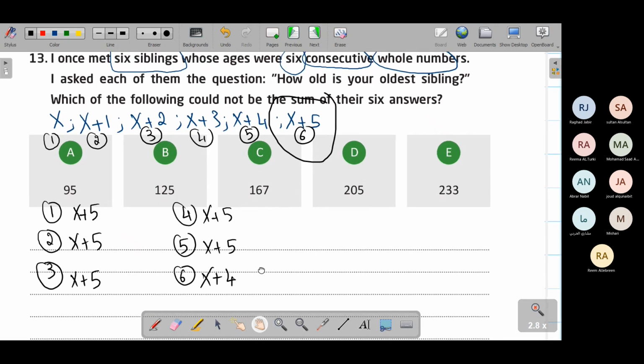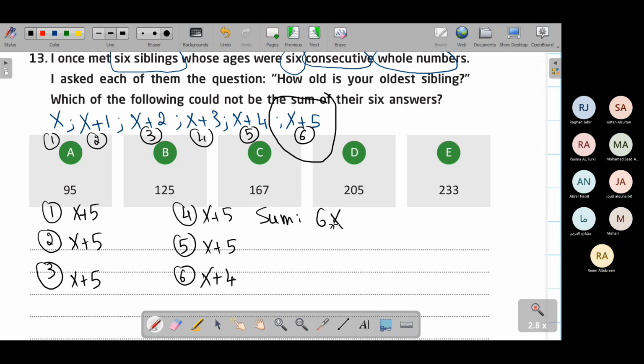Okay, so now it's x plus 5, x plus 5, x plus 5, x plus 5, x plus 5, x plus 4. The question is: which of the following could not be the sum of their 6 answers? The sum of the 6 answers. Let's add them. x plus x plus x plus x plus x plus x is equal to what? The sum. 6x.